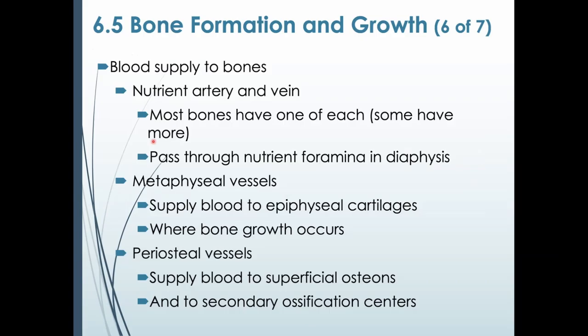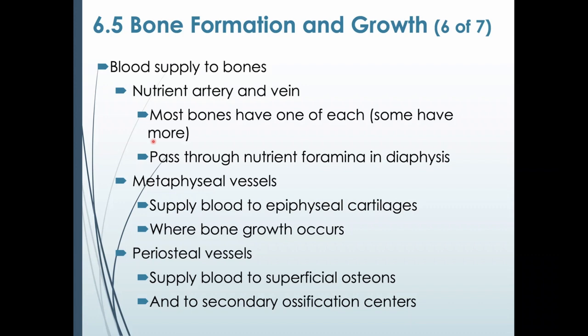So let's check out this next piece. Your blood has to be supplied to the bones. The bones do not work in a vacuum by themselves. They need nutrients. They need waste to be removed. So you have nutrient arteries, and the veins are going to remove the waste. Most of your bones are going to have one of each, but some actually have more. They're going to pass through little tiny holes. We learned about the holes in our last video. We learned that word foramen or foramina, right? Little tiny holes in the diaphysis.